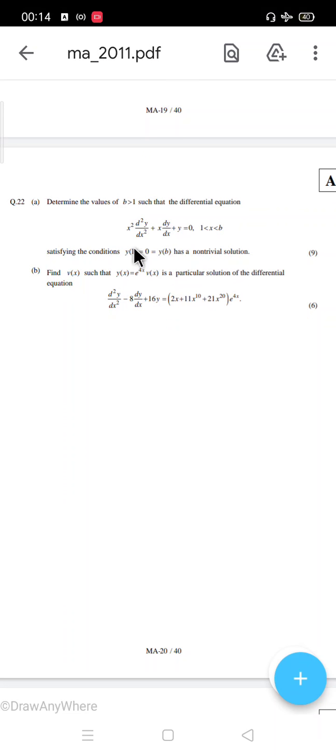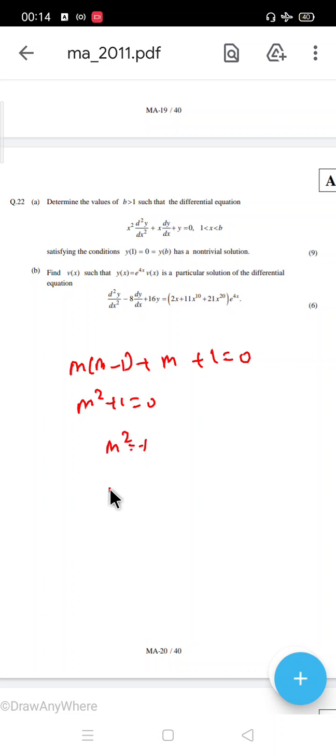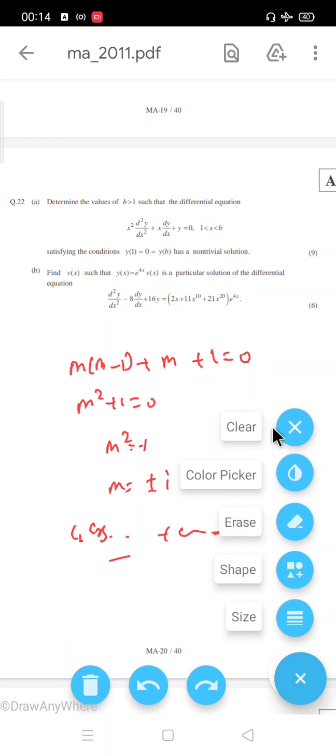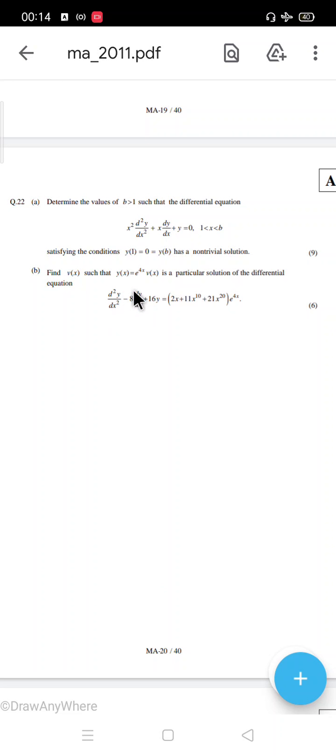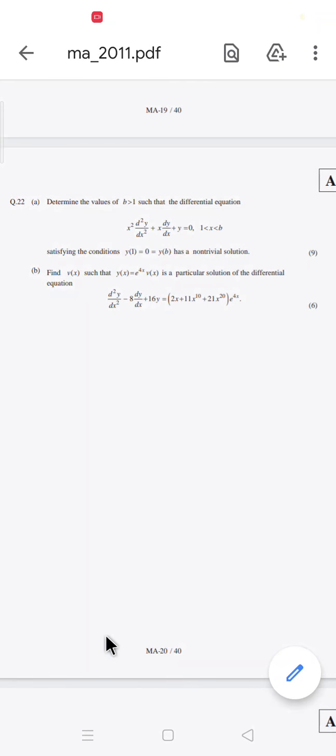Yeah, the Cauchy-Euler equation, you need to put m(m minus 1) plus m plus 1 equal to 0, so it will be m square plus 1 equal to 0, so m square equal to minus 1, that is m equal to plus or minus i. So what is the answer? You are having c1 cos plus c2 sin, yeah, that is fine, it will work, leave it. And the same, they are asking to find v of x such that y equal to, yeah, just put it in the solution and then get it. That is not an issue.